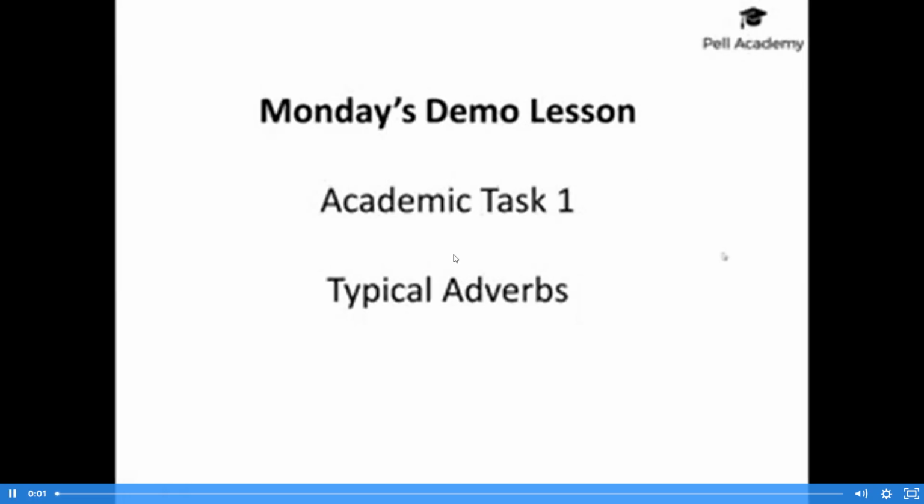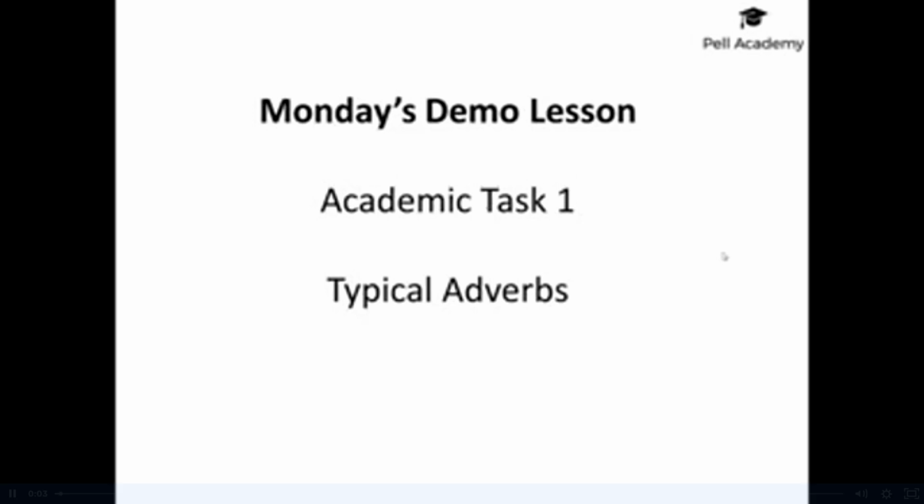Okay, so today's demo lesson is for Academic Task 1 and we're looking at typical adverbs. So this lesson builds on what we did last week.